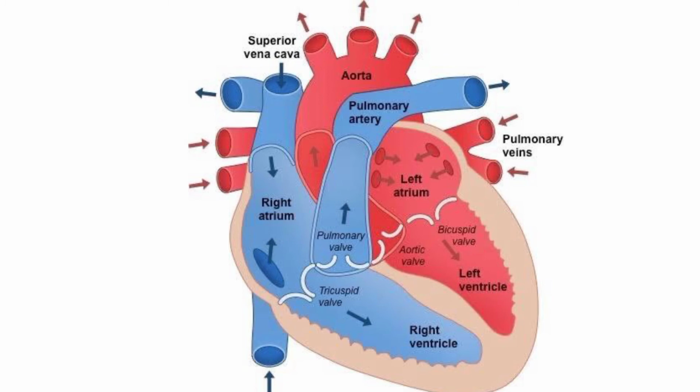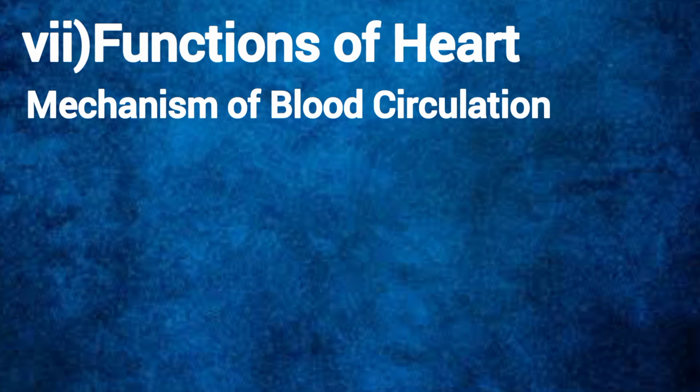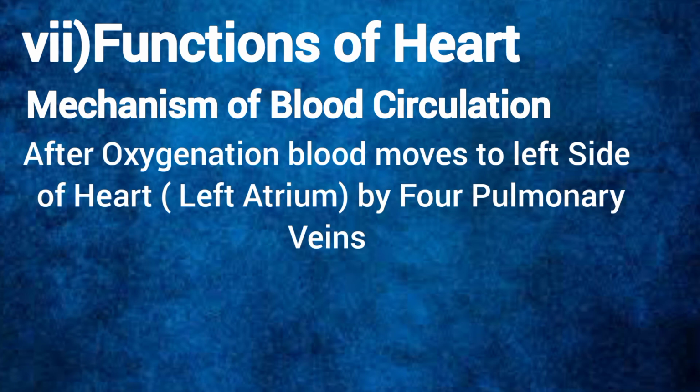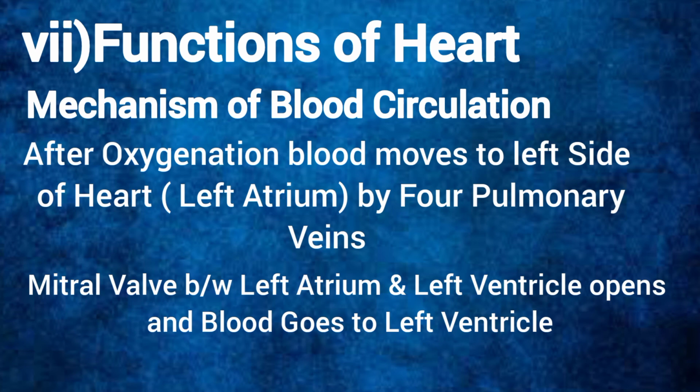We know there are two pulmonary arteries that supply blood to the lung areas to get the oxygenation of the deoxygenated blood. After getting oxygenation, now the blood comes into the left side of the heart by the four pulmonary veins. The oxygenated blood drains into the left atrium. The valve between the left atrium and the left ventricle is the mitral valve. When the mitral valve opens, the oxygenated blood goes into the left ventricle.